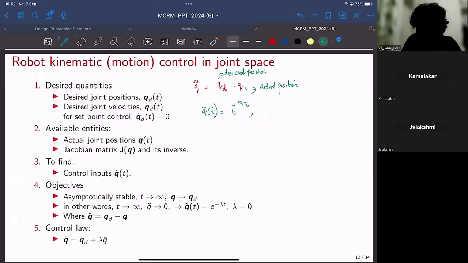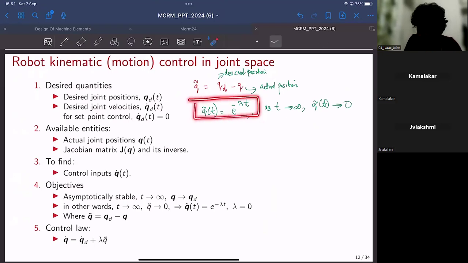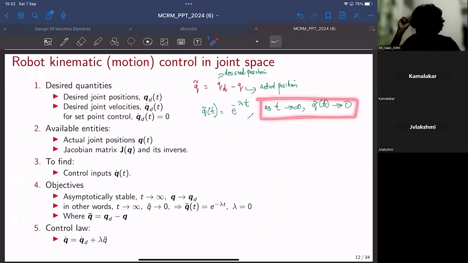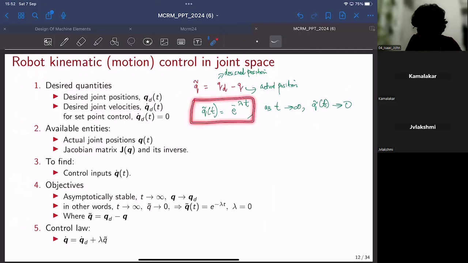Because as t tends to infinity, Q tilde of t tends to 0. So if we can somehow force our system to behave as per this control law, it is more or less guaranteed that the system is stable. How can we do so? The key thing is that if we somehow make the system follow this control law, we can guarantee that the system is asymptotically stable.